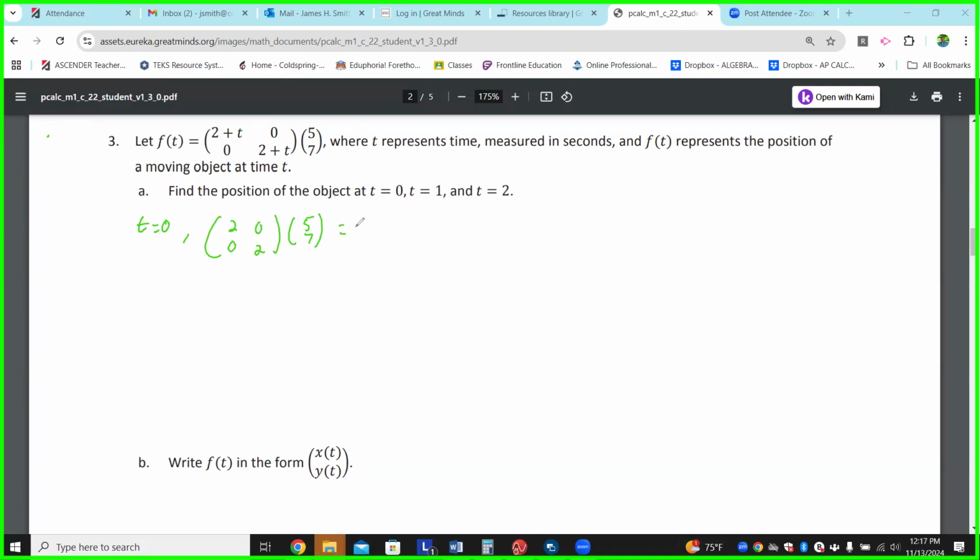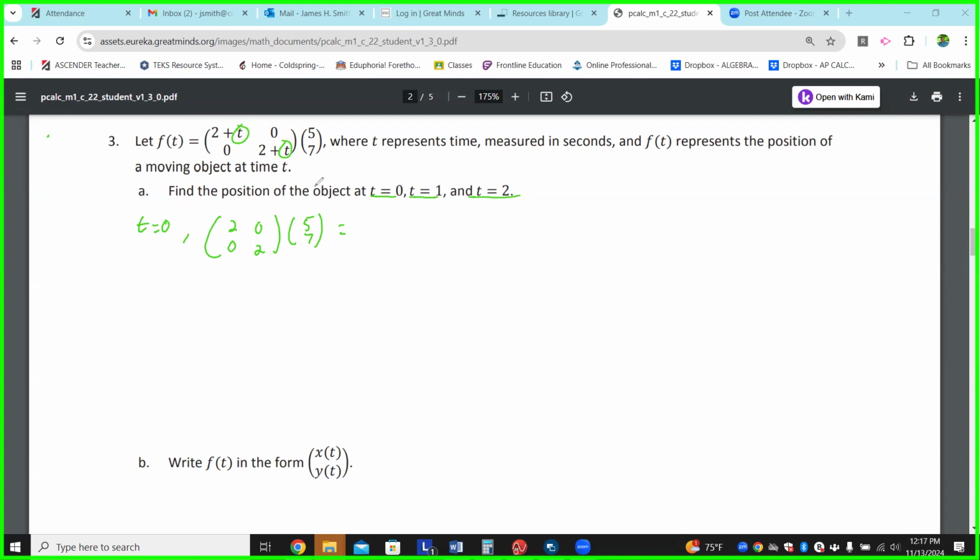Before I move on any further, does everyone understand how I went from this to just this? Okay. I just plugged in t with the corresponding values. And you'll do that. You'll do 1 and 2 on your own. But I just plugged in 0 to get this.